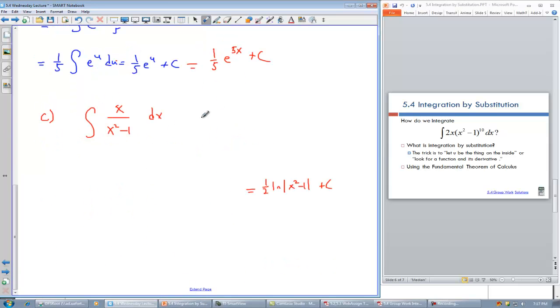So on this one, I have two choices. I can let u be x, or I can let u be x squared minus 1. If you let u be equal to x, you'll get the same thing back, so it's not going to help you. So I let u be equal to x squared minus 1. And then du is equal to 2x dx. All right, so here's my u, so no problem there. I have my u.